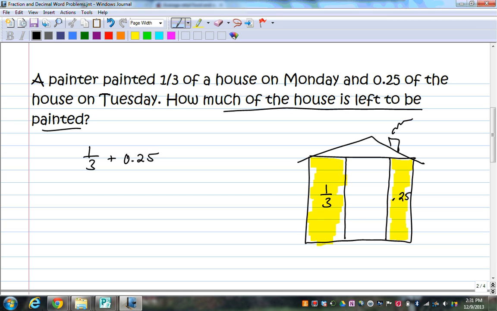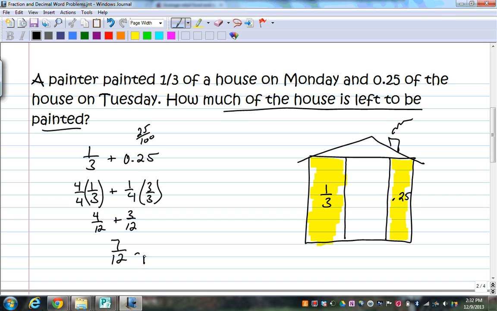Remember, you say that number as 25 hundredths, so that's how you would write it, 25 hundredths. And then you can reduce it. So I have 1/3 plus 25 hundredths reduced is 1/4. To add fractions, I need a common denominator, so I'll multiply here by 4 over 4, and this one by 3 over 3. Then I have 4/12 plus 3/12. So 7/12 of the house was painted. This is how much was painted.